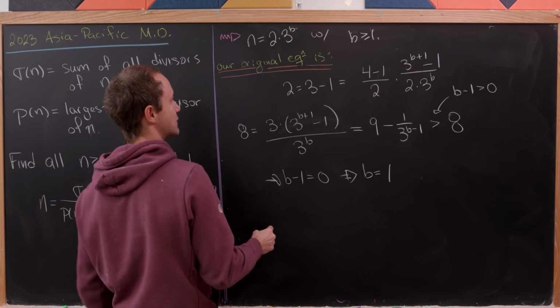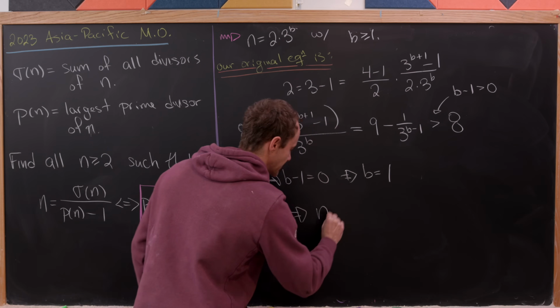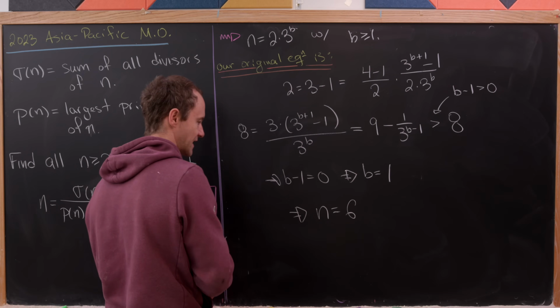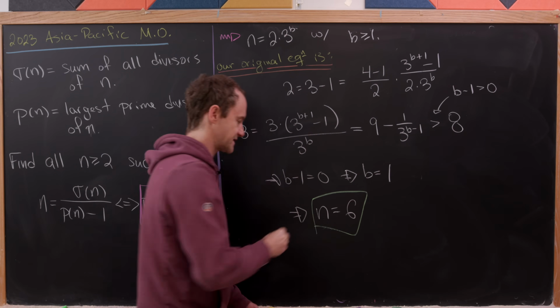But then if b is equal to 1, we have our final number, and that's 2 to the 1 times 3 to the 1. In other words, we have the number 6. And that's a good place to stop.